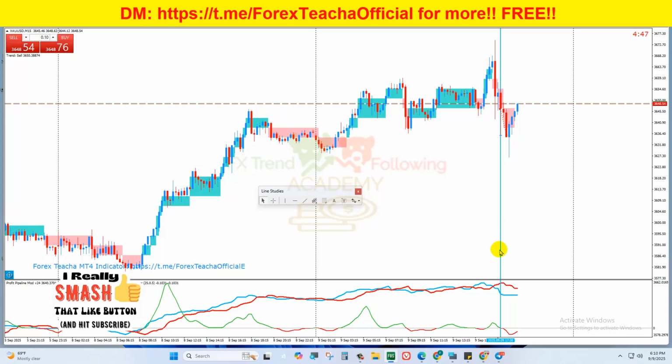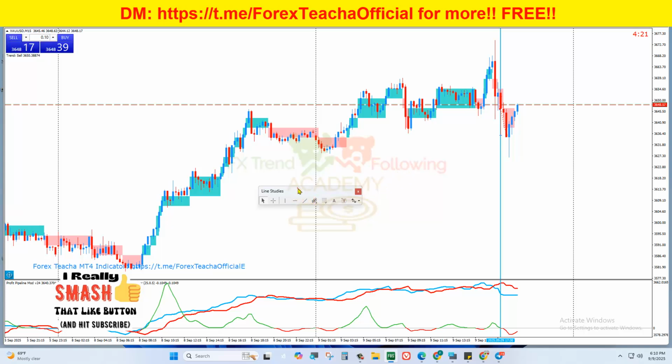If you go down here, you're going to see my other system. The red has crossed above the blue to confirm what this one is saying. At the same time, this one has just turned red, which means we are only looking for what? For sell signals. That's why I placed this trade. It even went all the way down 190-some, almost 200 pips.